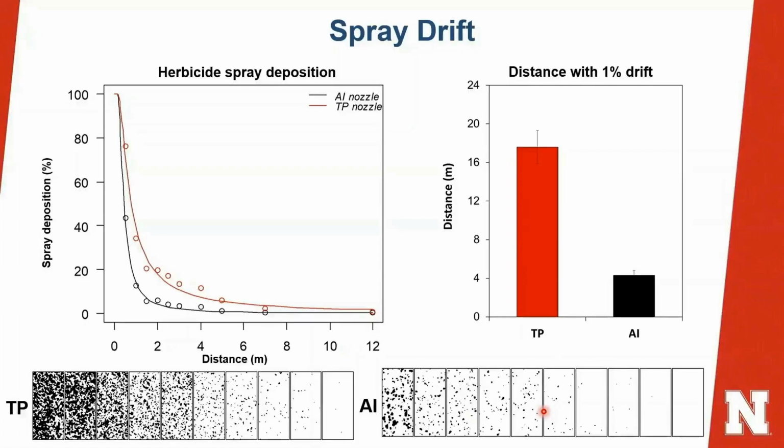When we did these applications with the fine droplets with the TP nozzle, we were having 1% of spray drift up to 20 meters from the nozzle. So we are talking here about 60 feet. When we changed the nozzle, with the same operating pressure and same solution, take a look at how much we reduced that. Almost 5-fold. So again, this shows us how important it is to manage our nozzle selection if we want to reduce pesticide drift.